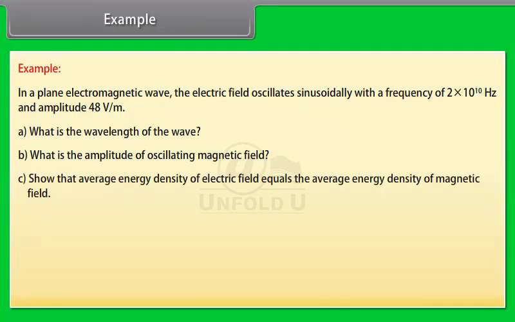Show that the average energy density of the electric field equals the average energy density of the magnetic field. Let's see the solution. Given values are nu, which is equal to 2 × 10^10 Hertz, E naught equals 48 volt per meter.